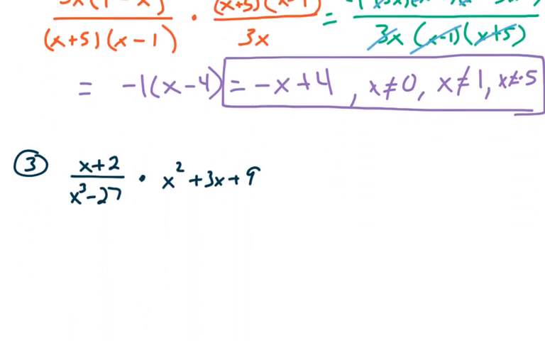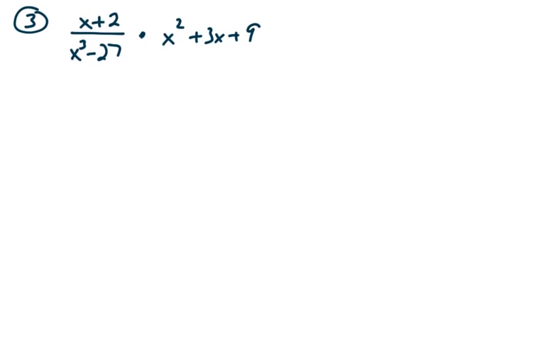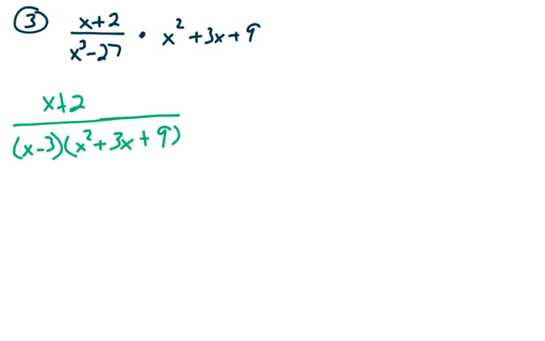Let's try a third one here. X squared over x cubed minus 27 times x squared plus 3x plus 9. All right, so let's see, the denominator of our fraction, this right here, x cubed minus 27. If you remember section 4.4 where we actually factored polynomials, the denominator should remind you of a difference of cubes, and the difference of cubes actually has a nice little pattern. So our numerator is still going to be x plus 2. Our denominator is going to be a little longer, so it's going to be x minus 3 over x squared plus 3x plus 9. That's the difference of cubes.